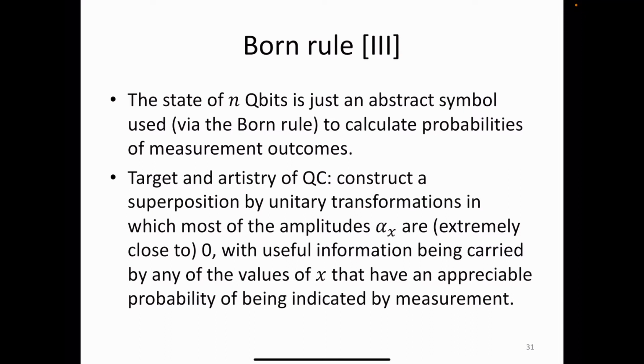So the state of n qubits is just an abstract symbol used via the Born rule to calculate the probabilities of measurement outcomes. And the whole artistry, as we already mentioned a couple of times in quantum computing, is to construct a superposition by unitary transformations in which most of the amplitudes alpha sub x are close to 0, extremely close to, so they will never be 0 because we're talking about a probabilistic system here, with useful information being carried by any of the values of x that have an appreciable probability of being indicated by measurement.